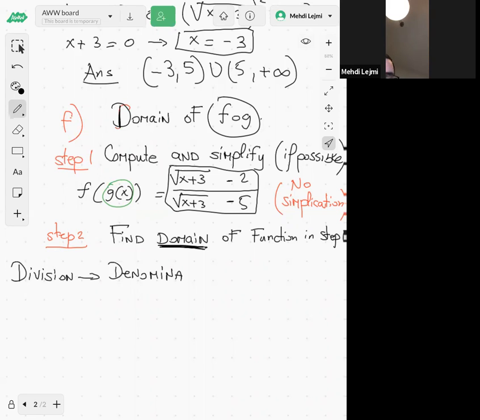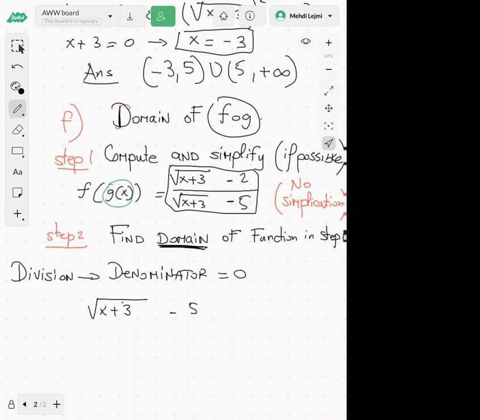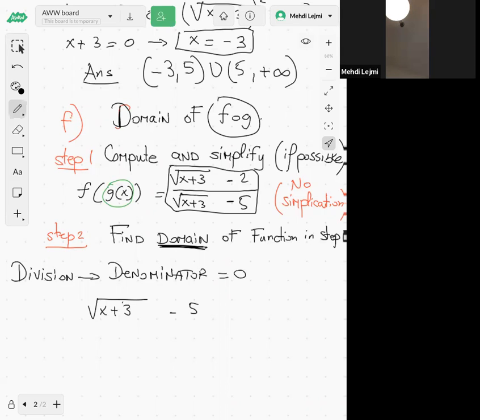Denominator equal to 0. So that will be square root of x plus 3 minus... Quick question, Professor, I'm sorry. Yes. If they're not both square roots, if it's just in the bottom, if there's only one side, we only find the domain of the denominator, right? Yes. The denominator. Equal to 0. Yes.